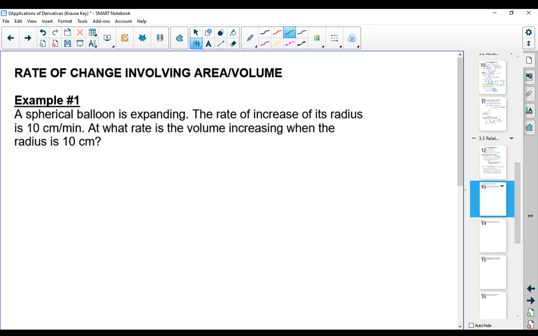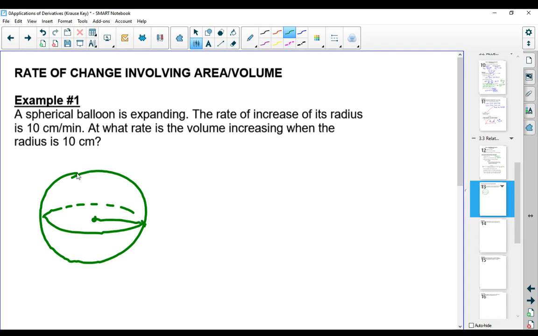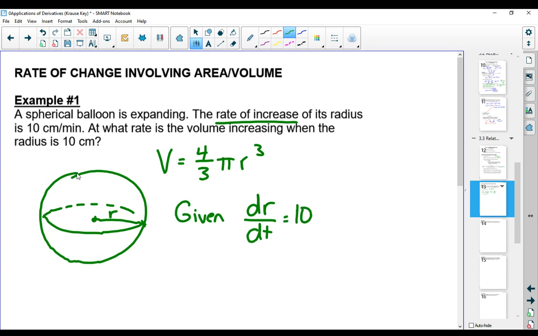So we look first at what we're talking about. We're talking about a spherical balloon, so we're talking about a sphere. And a sphere is going to have a radius. We're talking about volume, so the volume of a sphere. The volume of a sphere is 4/3 pi r cubed. And we look at what we're given. We're told that the rate of increase of the radius is 10 centimeters per minute. So we're given that dr/dt, the rate of the radius with respect to time, is 10 centimeters per minute.